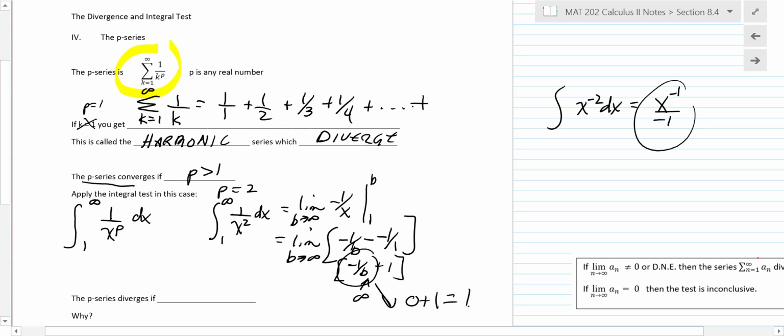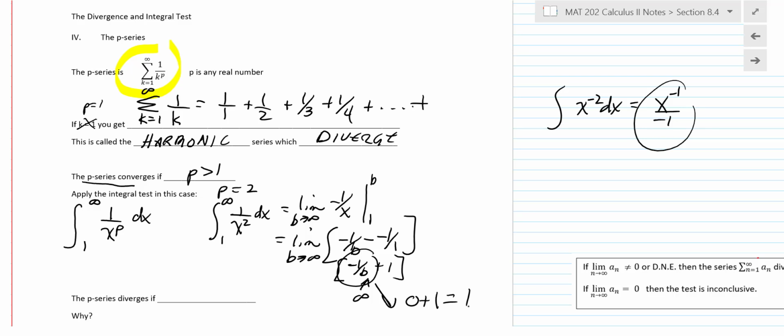So the idea that I want you to get established without going through a proof is this: if you let p be a number bigger than 1, the integral test is going to give you something that converges. And if that converges, then what do you conclude about the series? It also converges, right?